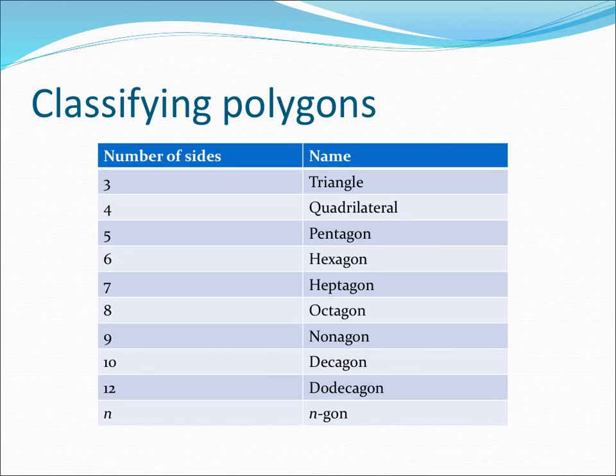Okay, this is classifying polygons. So these are all the names of the polygons based on how many sides they have.